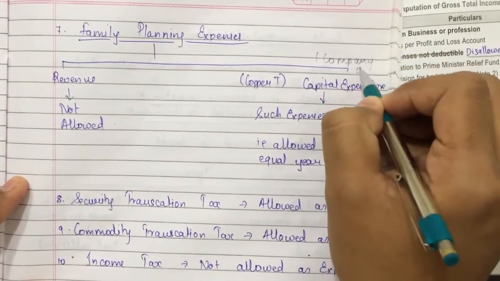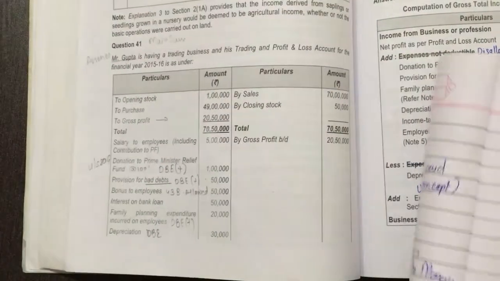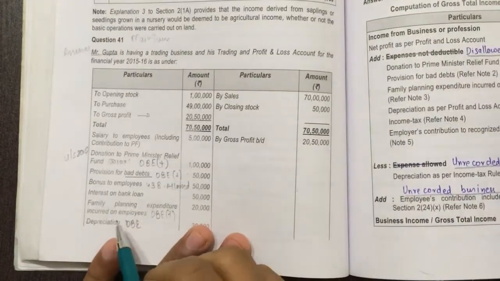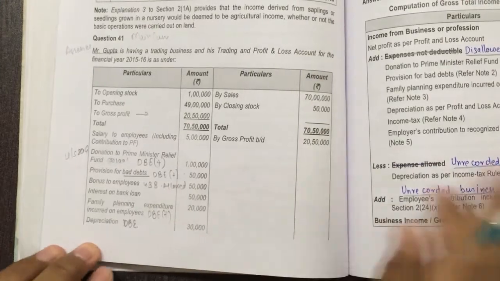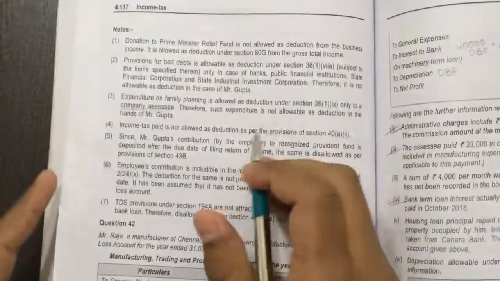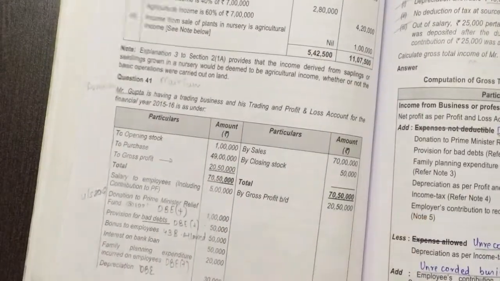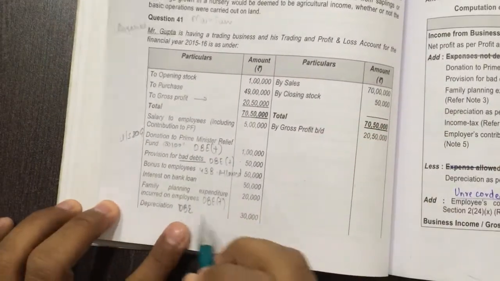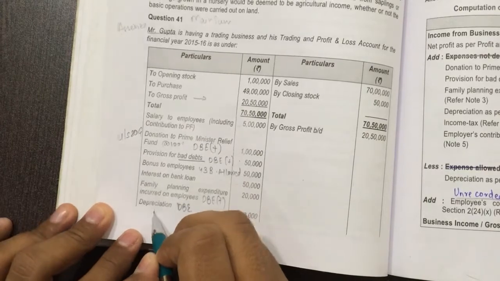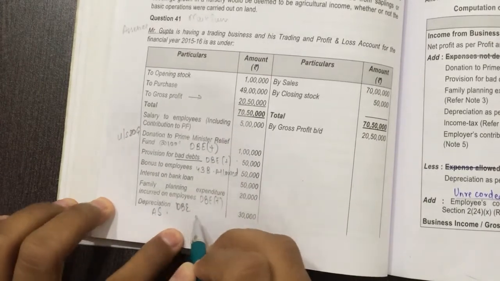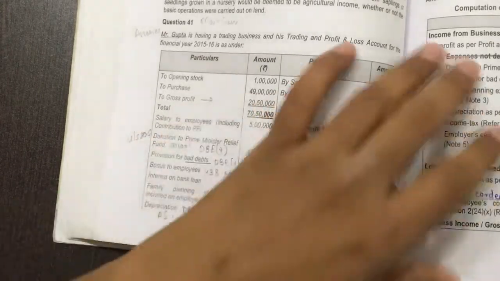Company only. Family planning expenditure, so add it back. See, you have note 3 also over here, you can read the notes also. And now we will go on to depreciation. Depreciation is calculated as per the accounting standards, so it will be disallowed business expenses, so add it back.